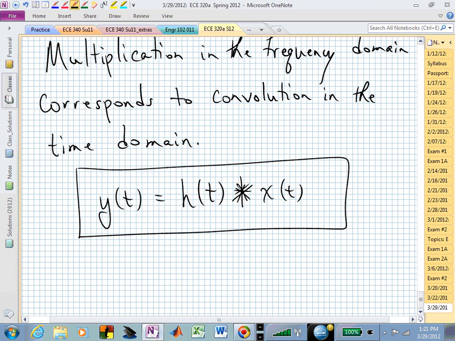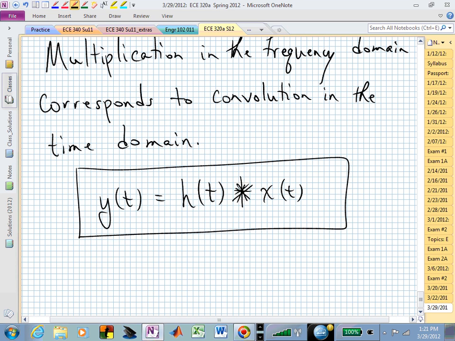Questions on that? Yes? X star h? Oh, okay. So now you're going the other way. The question was, can you sort of interchange the domains and the operations? I'm not sure if that's what you said, but I think that's what you meant, and I maybe just made it more convoluted.